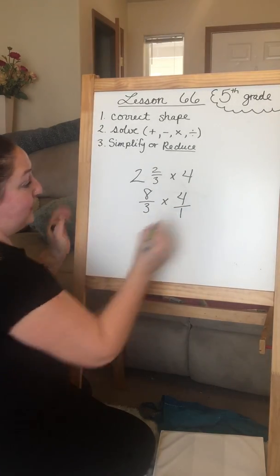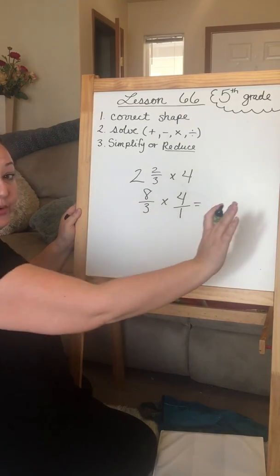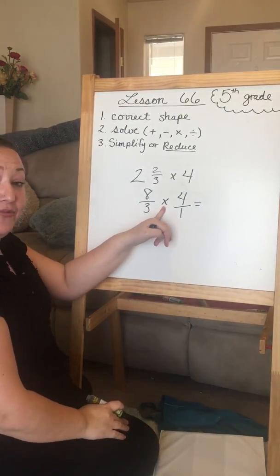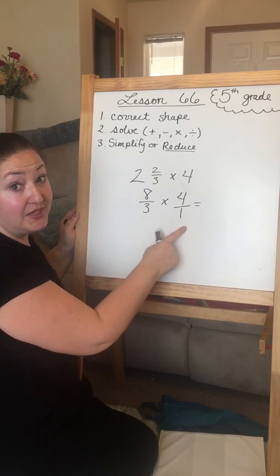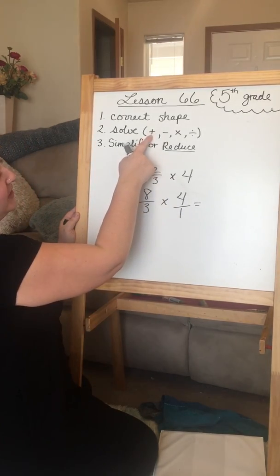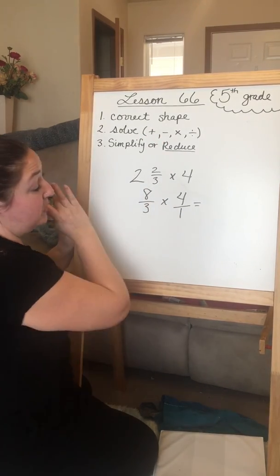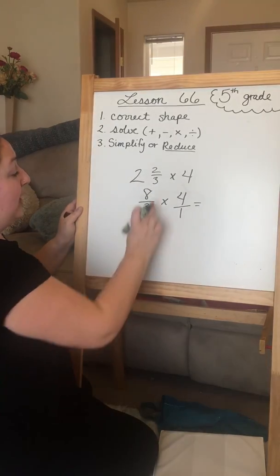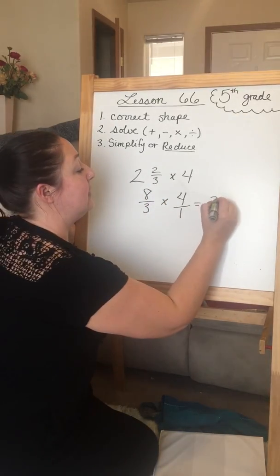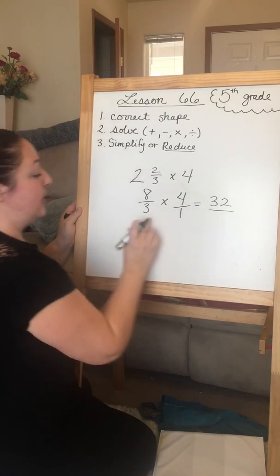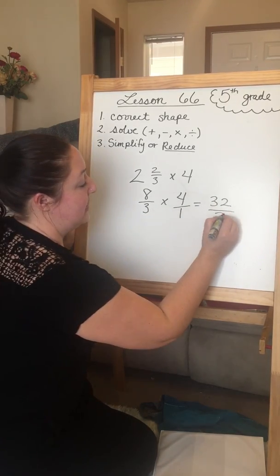4/1. And then we just simply multiply it through. Because remember, when you multiply fractions, you don't have to find a common denominator. That's only with addition and subtraction. So we can just multiply this all the way through and be done. 8 times 4 is 32. 3 times 1 is 3.